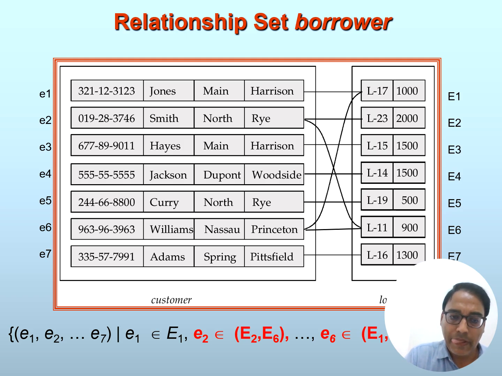Rather than showing them separately, I can also show it within the curly brackets E1 to E7 because the relationship stands true for all. So E1 to E7, then a pipe to denote the connections further. E1 to E1, E2 to E2 and E6, likewise. I can show them all together.